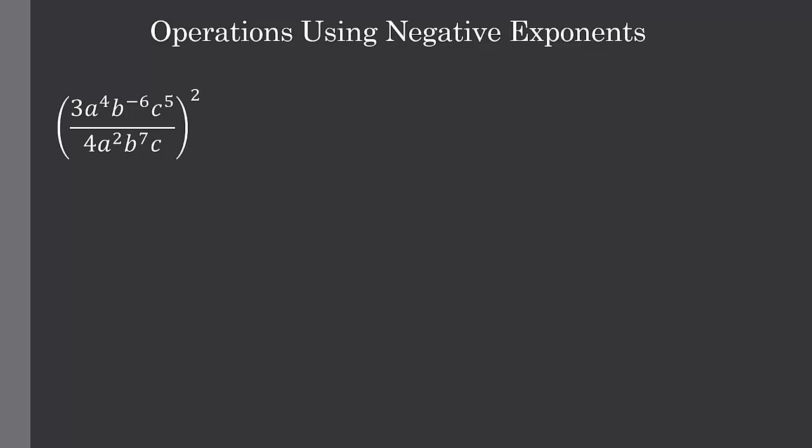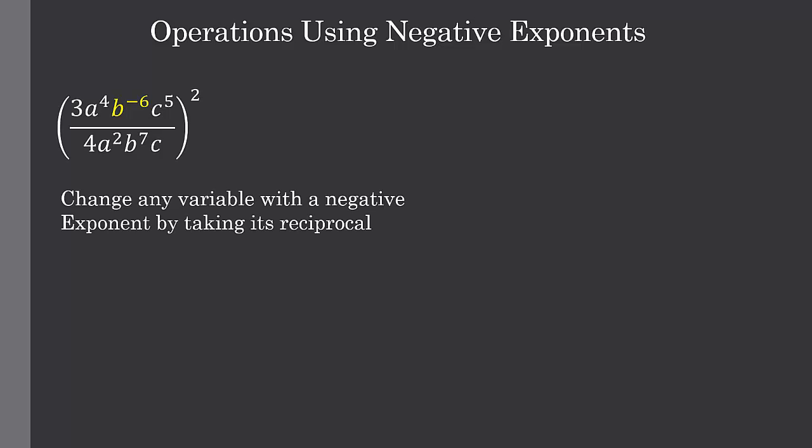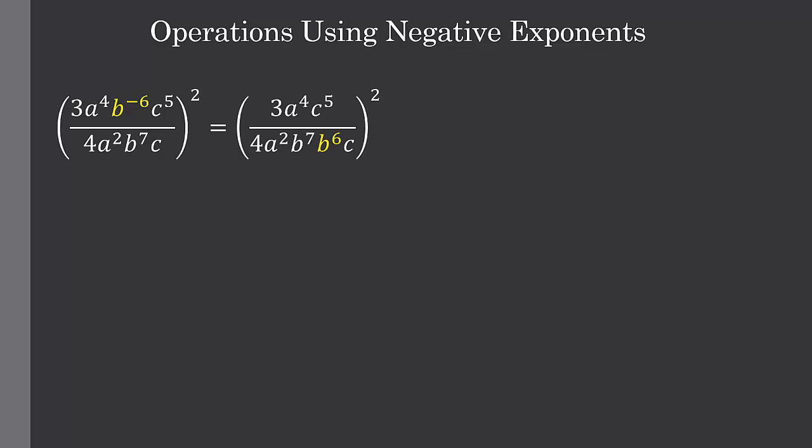What we do is we change any negative exponent to its positive form. So we have to take the reciprocal. For this example, the b to the negative 6 is going to change position. In doing so, the sign of the exponent is going to change. Now that we have everything to be positive, all the exponents are positive, we can combine by using the division rule or the product rule.